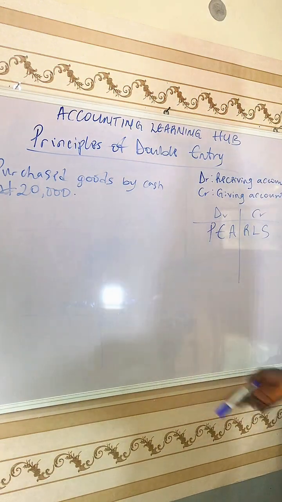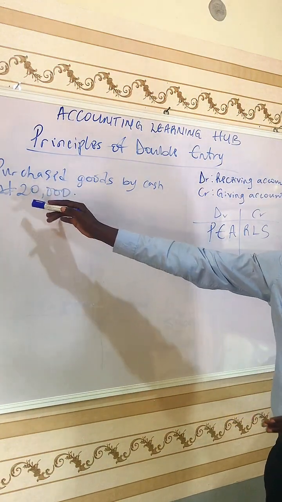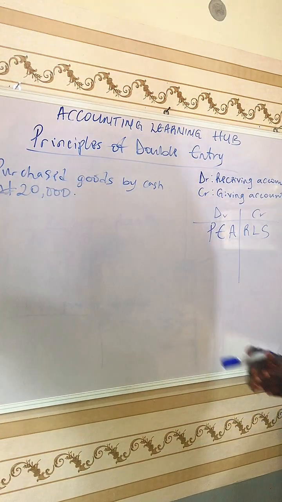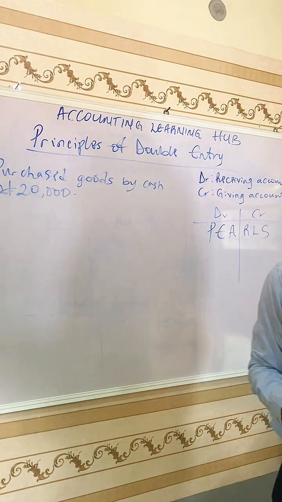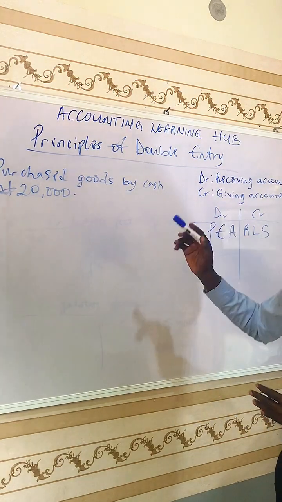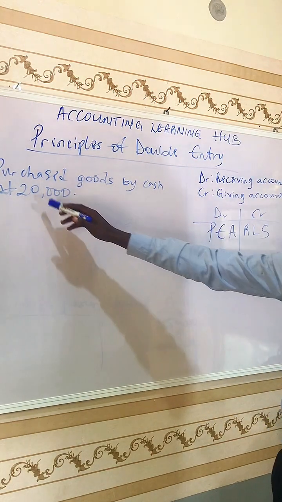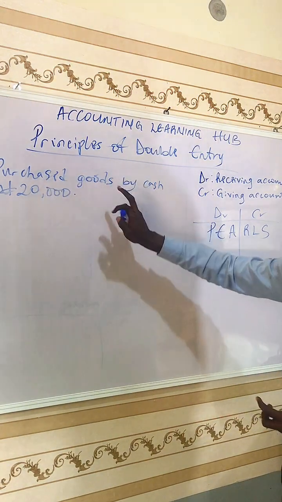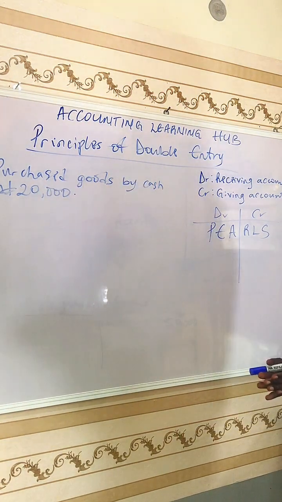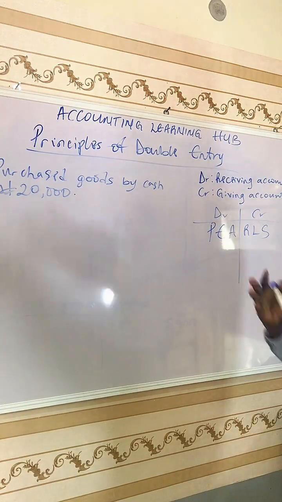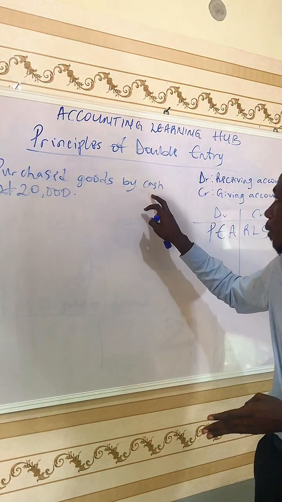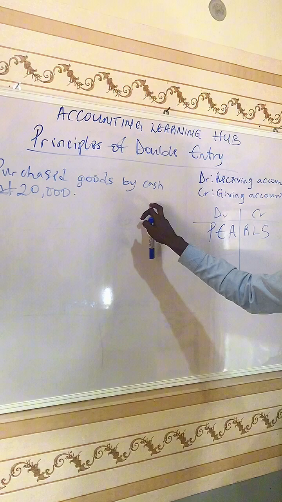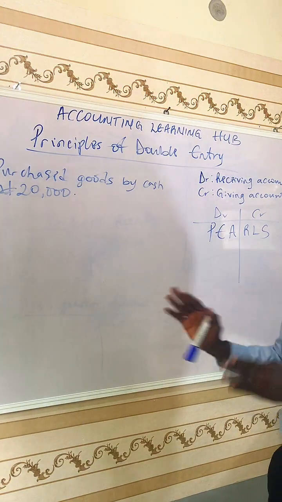And what did we do? We purchased goods. And the next thing is to identify the accounts that are involved. The first account is purchases, because we already see purchased goods. We have the purchases account. And how was the purchase settled? By cash. So the second account will be the cash account.